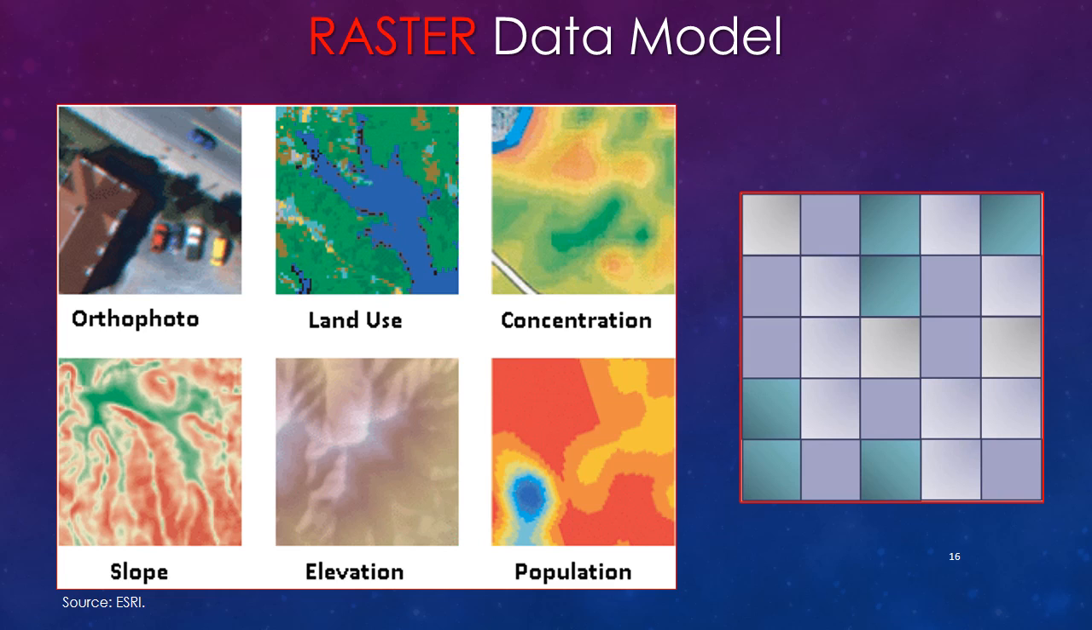Orthophotography is great for creating base maps and to use when digitizing vector features. Raster imagery can also be used to define classes of land use or land cover. The concentration of a particular geographic phenomenon is often mapped with raster data in a so-called heat map. Slope and elevation are two topographic properties frequently modeled with raster data. Population and other socio-demographic and socioeconomic values can also be mapped using the raster data model.